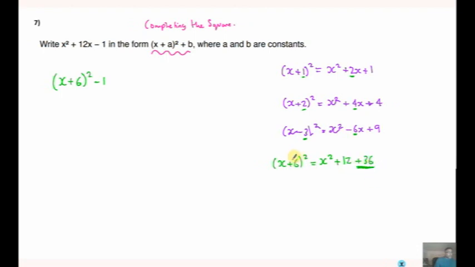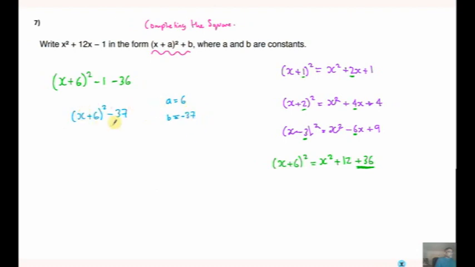And we don't want this plus 36. So in effect, whatever number goes in that bracket, that number squared, I need to get rid of. So in this case, because the number was a 6, I need to minus the 36. And now that is the completed square format. So if I simplify that, that gets me x plus 6 squared, minus 1 minus 36 is minus 37. And now it's in that format where a is 6 and b is minus 37.